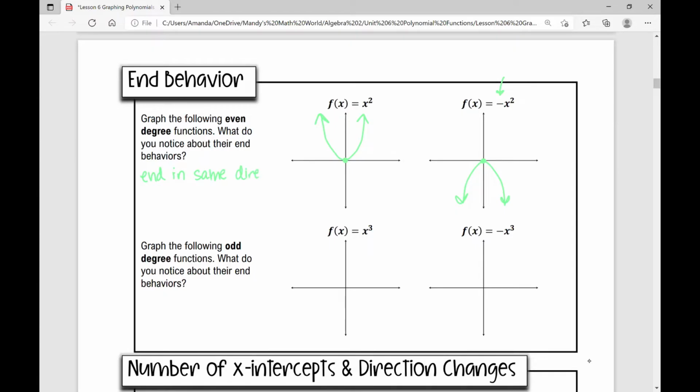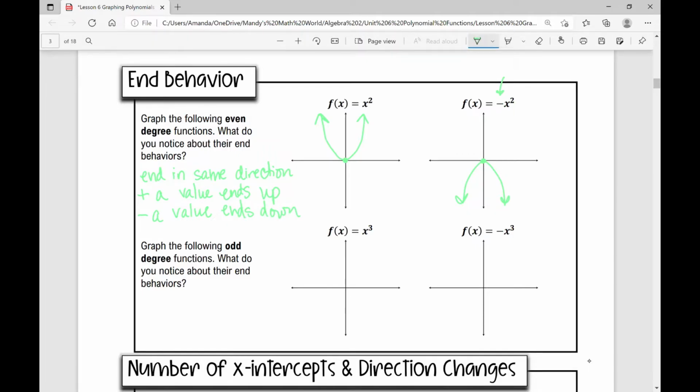That's something that I notice. And what else do we notice? A positive a value opens up and ends up, and a negative a value, which is that value in front, that leading coefficient, if you will, ends down. So I think that's a good observation.